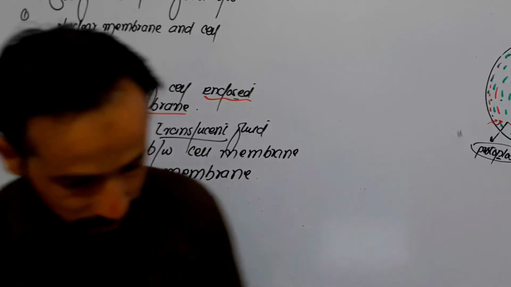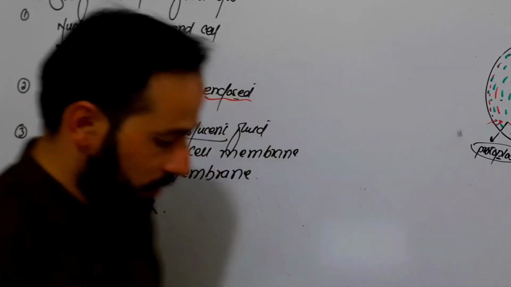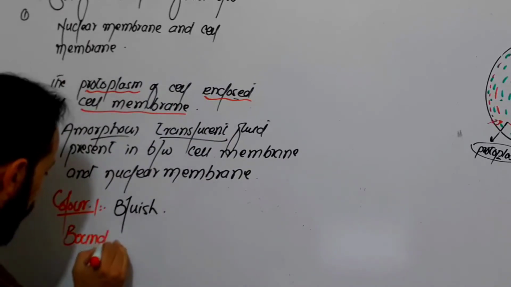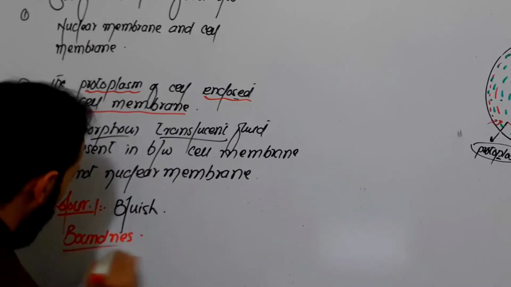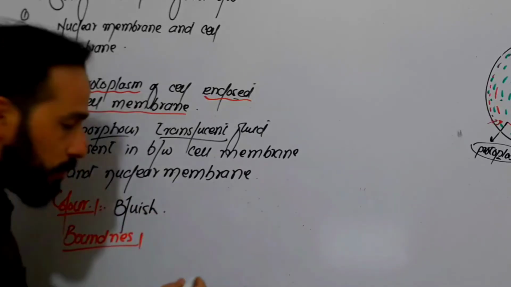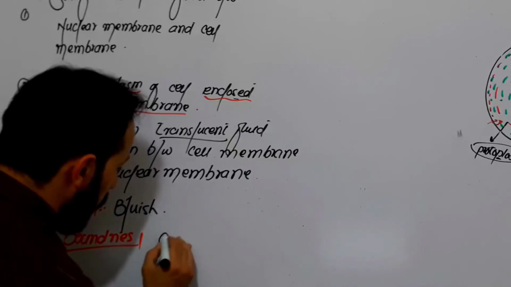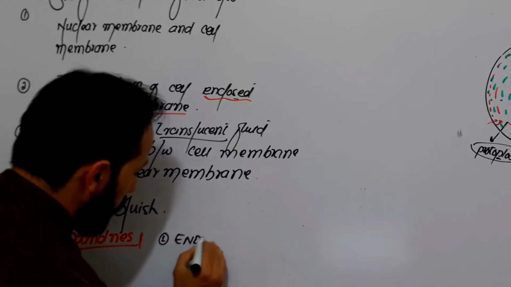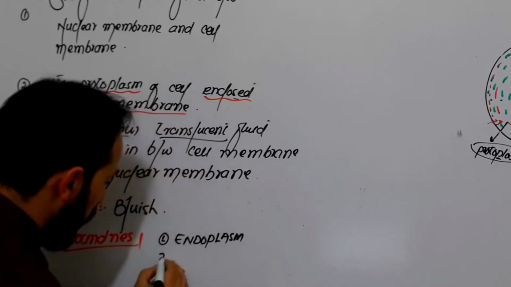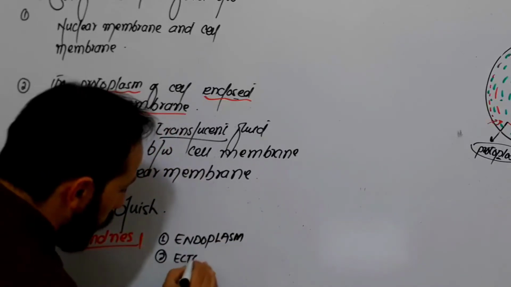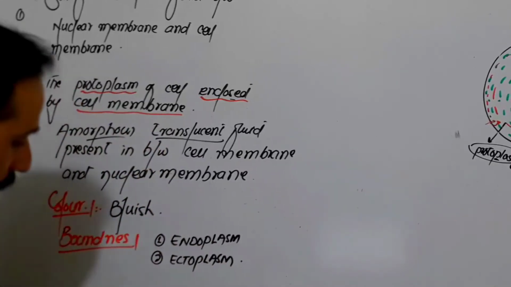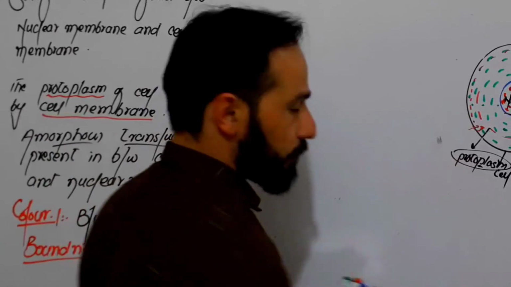This is its color. Then we go towards the boundaries of this cytoplasm. Our cytoplasm in our cell has two important boundaries, right? How many boundaries? It has two boundaries. The first one is the endoplasm, and the second one is the ectoplasm. What is endoplasm? What is ectoplasm? Let's know it here.